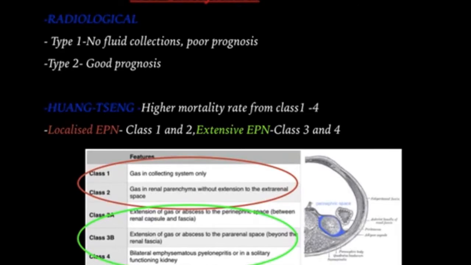Coming to the Huang-Tseng classification, which is a prognostic classification in emphysematous pyelonephritis, it is classified into class 1, 2, 3A, 3B, and class 4. From class 1 to 4, as it goes down, the mortality increases. Class 1 and 2 come under the localized type of emphysematous pyelonephritis, and class 3 and 4 come under the extensive type of emphysematous pyelonephritis.